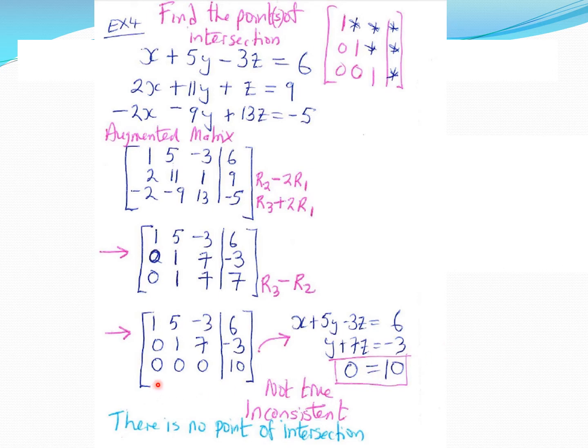But look what happens in the third one. 0 times x plus 0 times y plus 0 times z is all equal to 0. So 0 equals 10. Now you know this is not a true statement. It's inconsistent. So that means we've got no point of intersection this time. Those three planes don't meet. We attempted to find the point of intersection, but there is none.